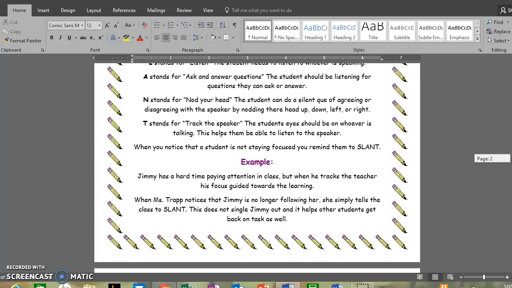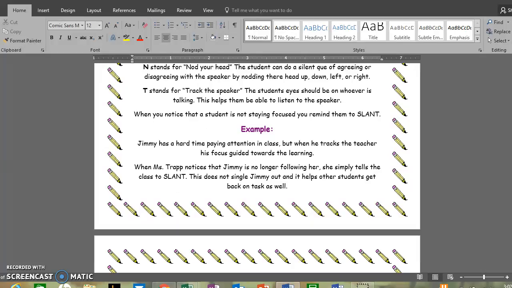I put an example in here. I said, "Jimmy has a hard time paying attention in class, but when he tracks the teacher, his focus is guided towards the learning." So when Miss Trapp notices that Jimmy is no longer following her, she simply tells the class to SLANT. This does not single Jimmy out, and it helps other students get back on task as well.